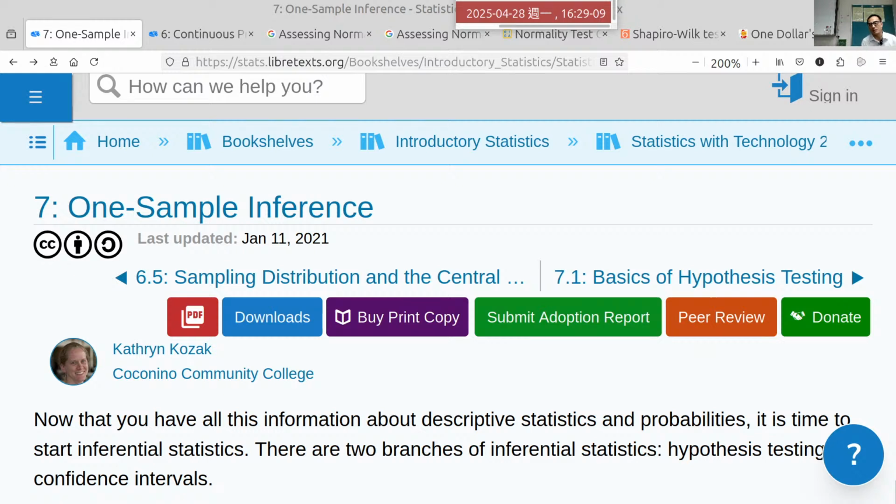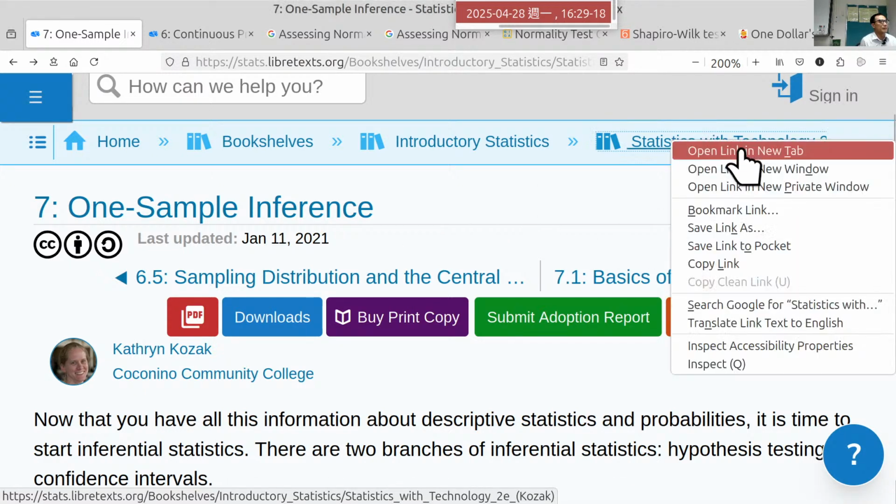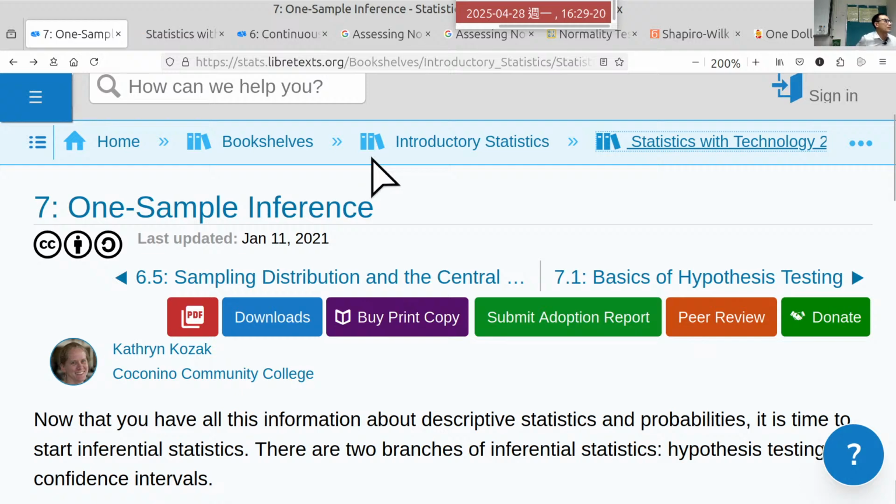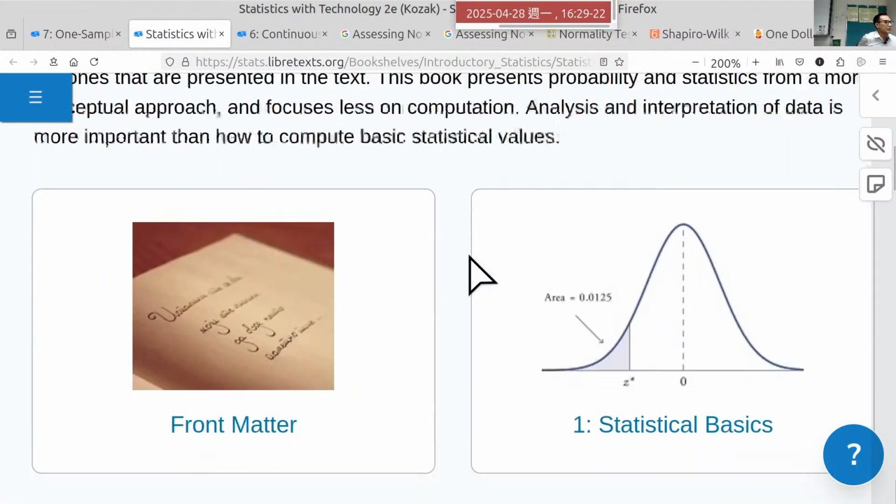Chapter number 7. Okay. Let's review the chapters in this textbook.